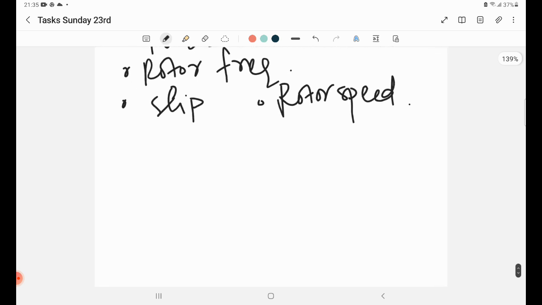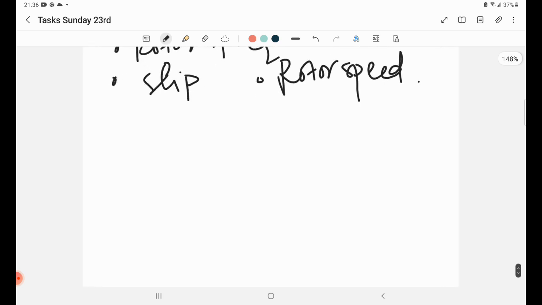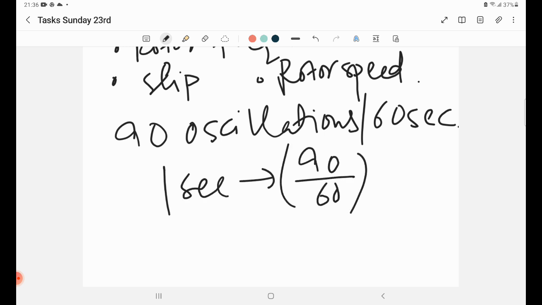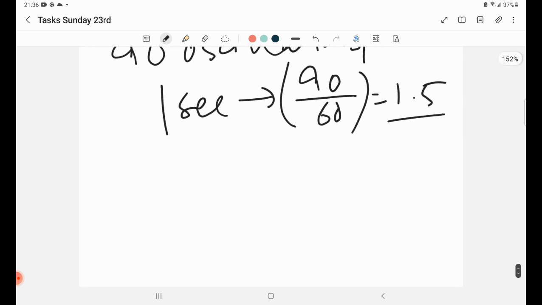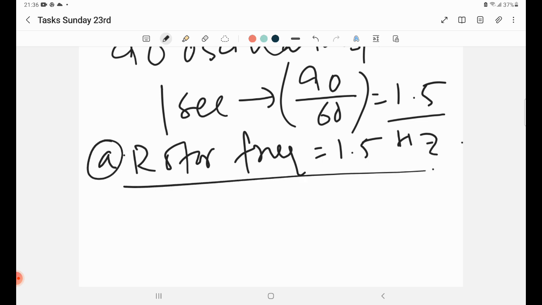So we see that the rotor current that is flowing in the circuit is making 90 oscillations per minute as recorded by the galvanometer, right? So it is 90 oscillations per 60 seconds, which means that in 1 second it must be making 90 upon 60 oscillations, which is 1.5 oscillations per second. And we know that the number of oscillations it makes per second is called the frequency of the rotor. So the rotor frequency is 1.5 hertz, right? That is the answer to the first question.